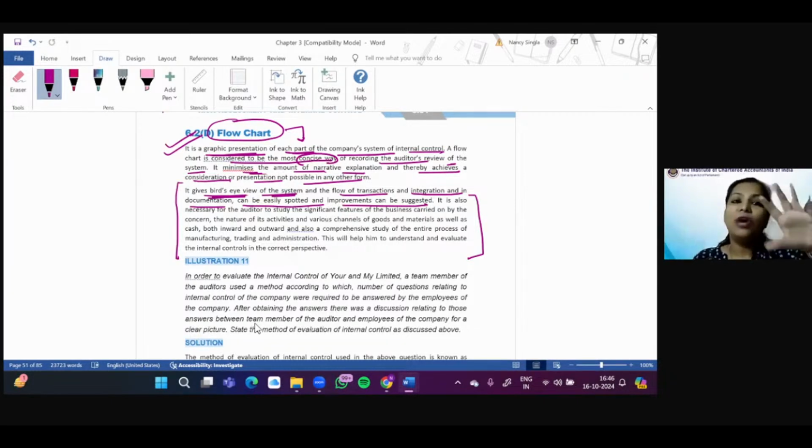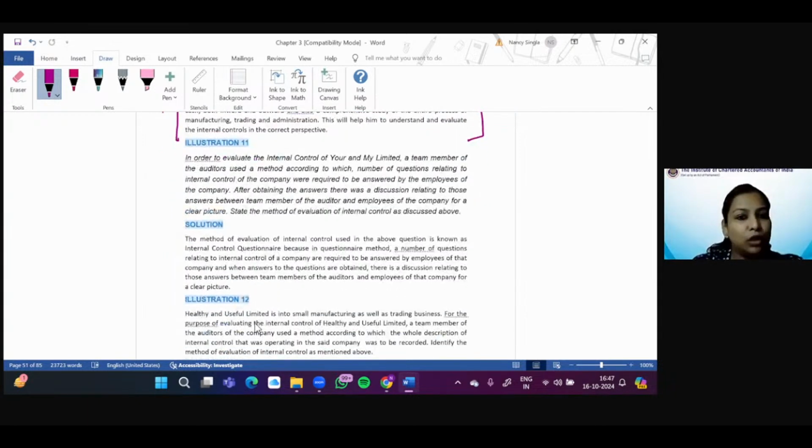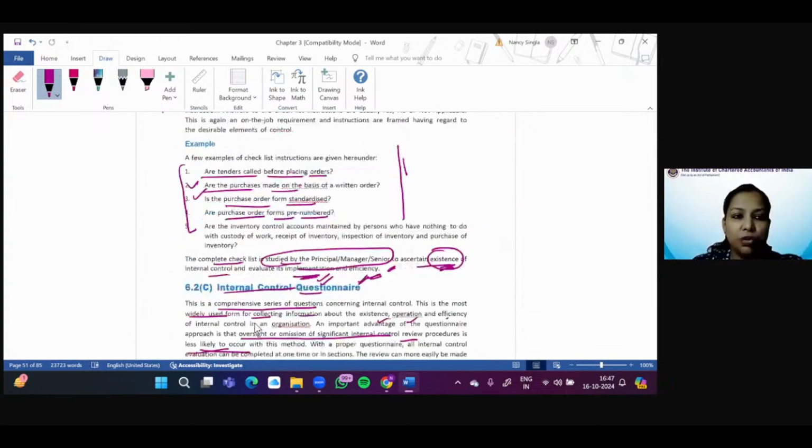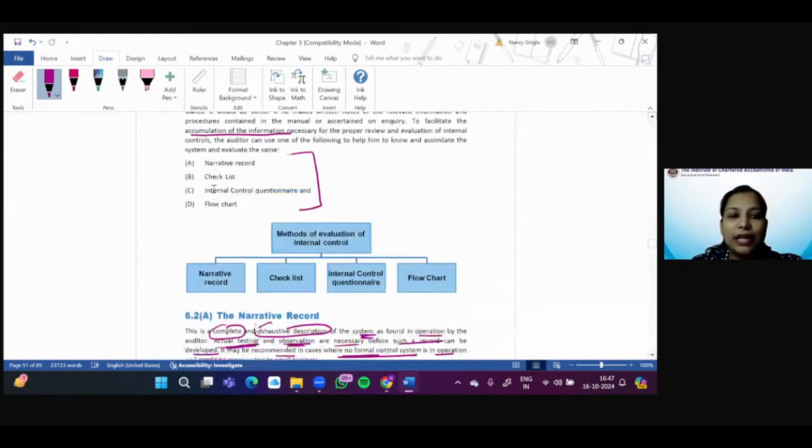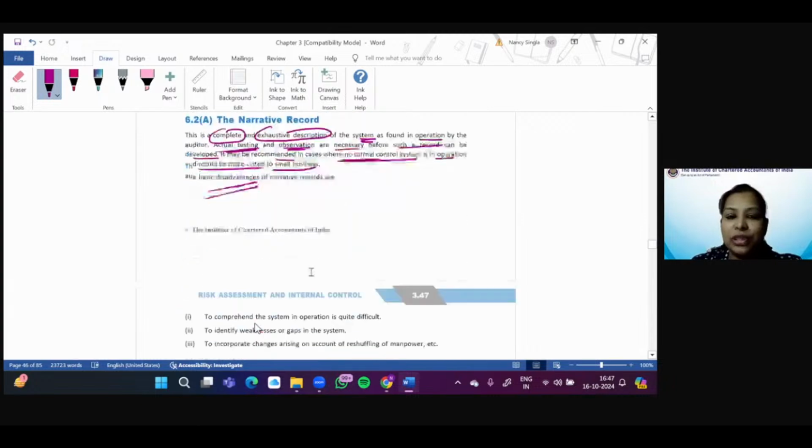Same way, if you have the flow chart of all the processes, all the business areas which are relevant, how the manufacturing process, the trading process or the administration process is working, that is going to give the auditor a bird's eye view. And wherever he feels that any improvement is to be suggested, the same can be suggested. Okay? Is it clear? Swati is saying it's clear. So I hope students, all 4 methods are clear to you. We have done 4 methods. That is what? Your narrative record, checklist, internal control questionnaire, and flowchart.